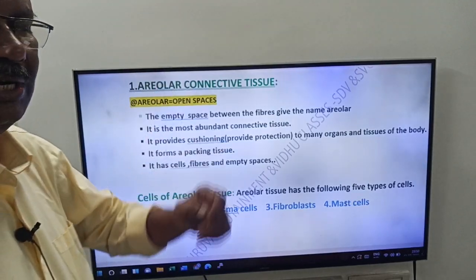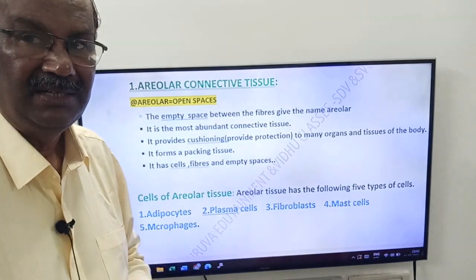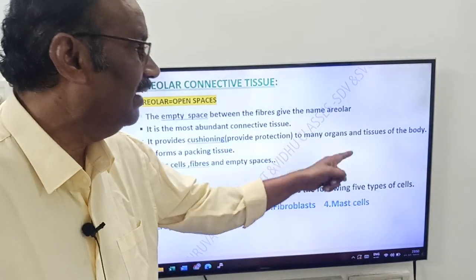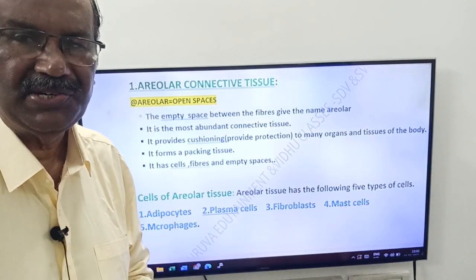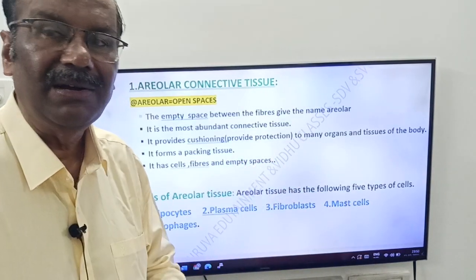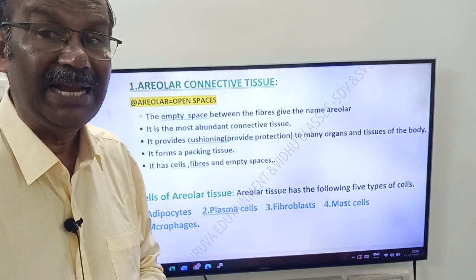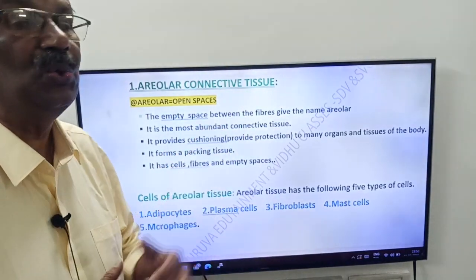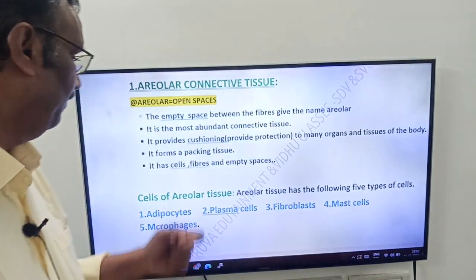What is the function of areolar connective tissue, friends? It provides cushioning. Friends, you know cushion. Cushion provides protection to many organs and tissues of the body. It provides cushioning to whom, friends? To many organs and tissues of the body. One more, friends, it is also called packing tissue. This is a neat question, friends. It forms a packing tissue.